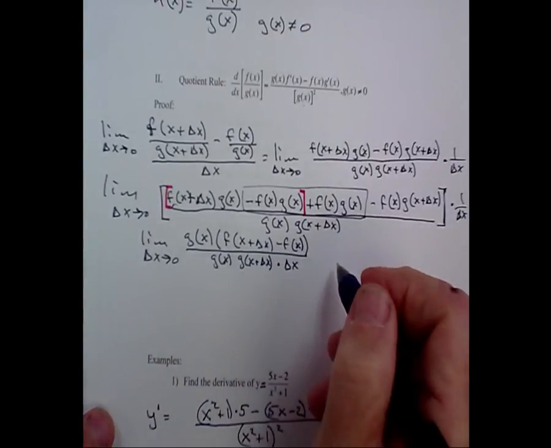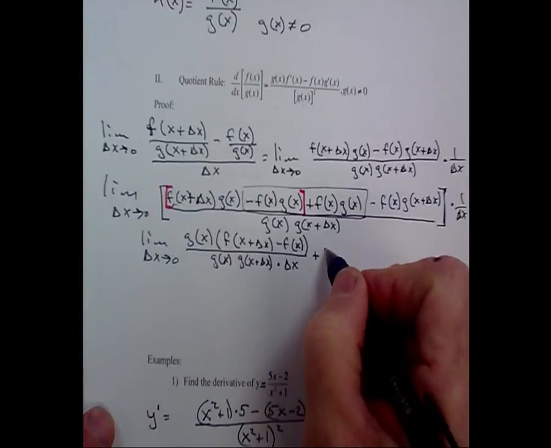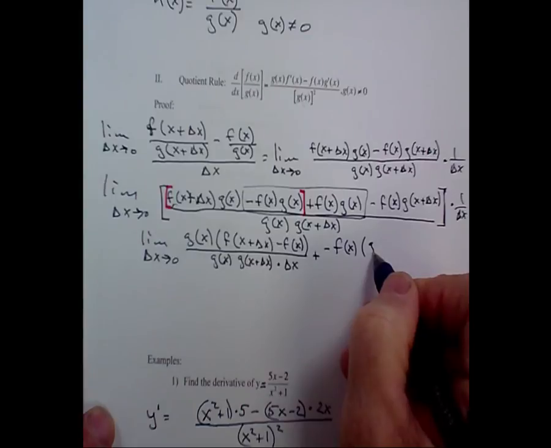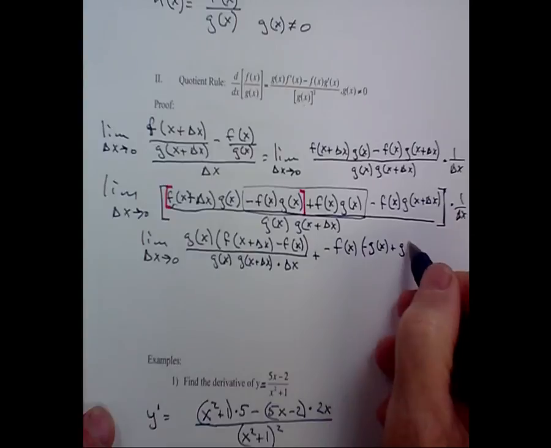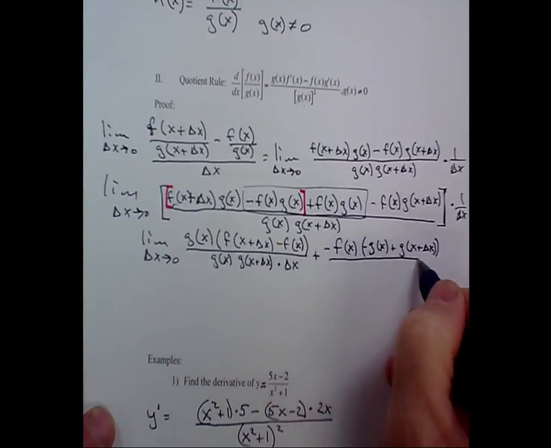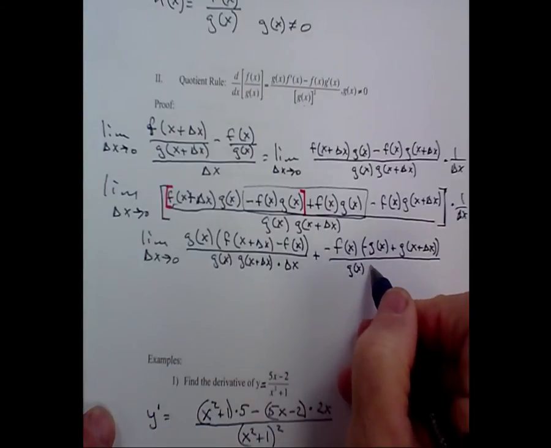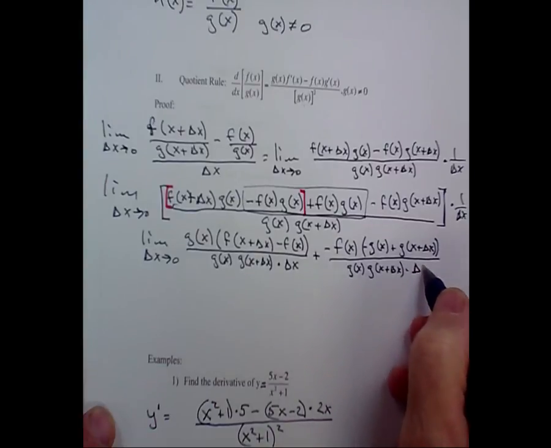And on this one, I am going to factor out a negative f of x, and I'm going to have left a negative g of x plus g of x plus delta x. And its denominator is going to be g of x, g of x plus delta x times delta x.